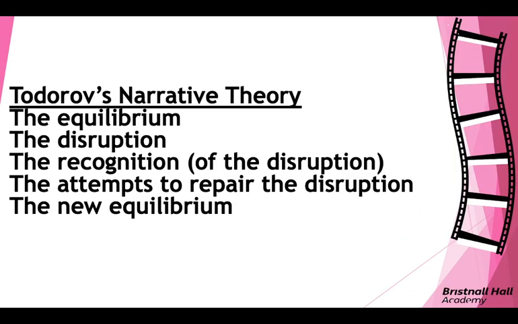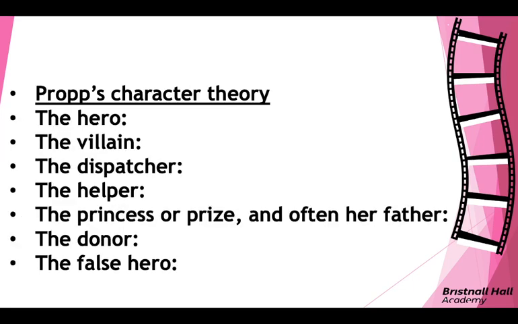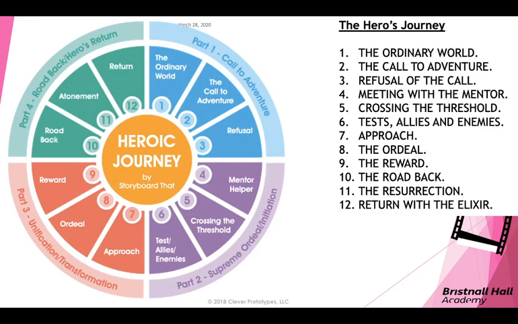So you have Todorov's narrative: equilibrium, disruption, recognition, attempts to repair, and the new equilibrium. We have Propp's character theory. We have a villain, a dispatcher, a hero, a helper, a princess, a donor, and the false hero. And then we have the hero's journey. This one's the most complicated because there's 12 elements to it. I'm not expecting you to pick out all 12, but I'm expecting you to pick out perhaps 3 or 4 where these are used in the film.